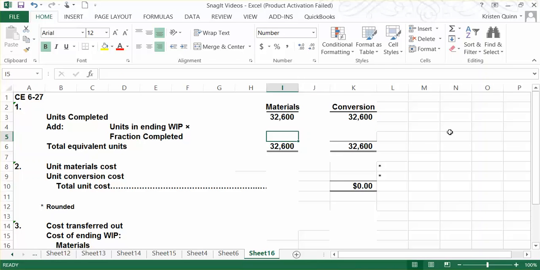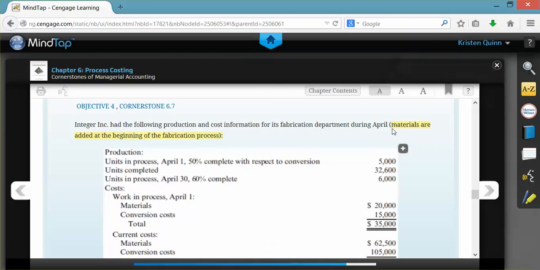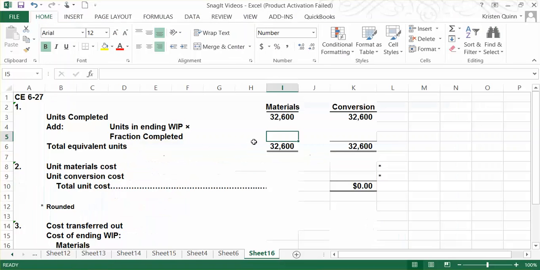They tell us that we have units in ending work in process of 6,000. And they're 60% complete. We know from right here that all the materials are added at the beginning of the process. So, although they're only 60% finished, they're considered 100% complete with respect to materials. All the materials were added at the very start of those 6,000 units. Therefore, they're only 60% complete with respect to conversion.